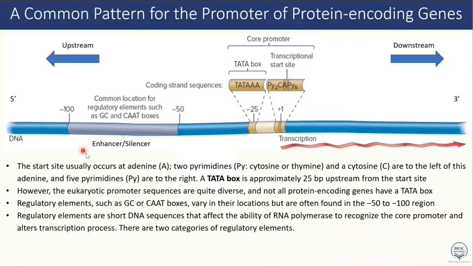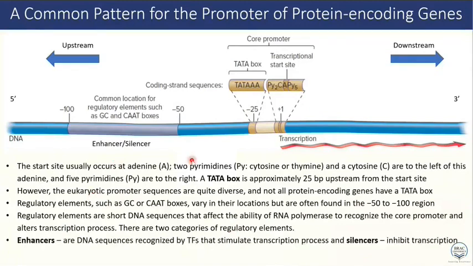There are two categories, enhancers and silencers. Enhancers are DNA sequences recognized by the TFs. TF means transcription factors, which are proteins. The enhancers mainly stimulate the transcription process, and silencers inhibit transcription.